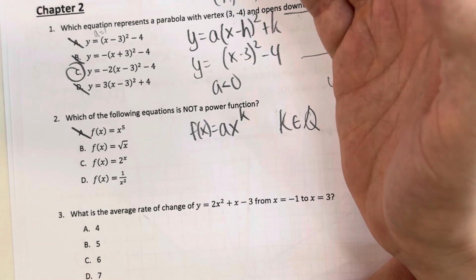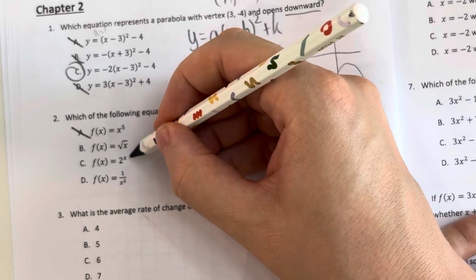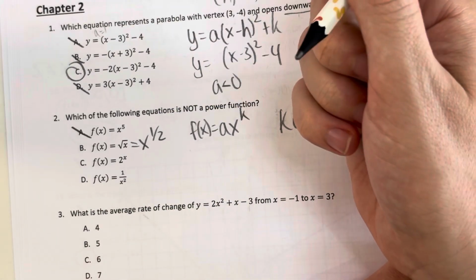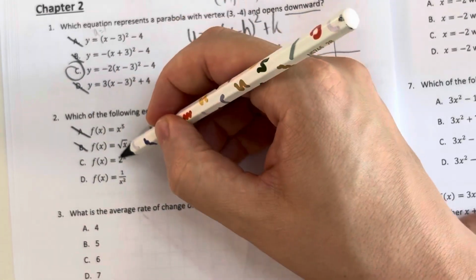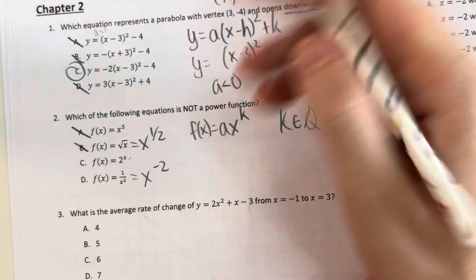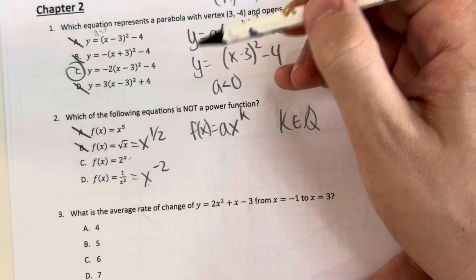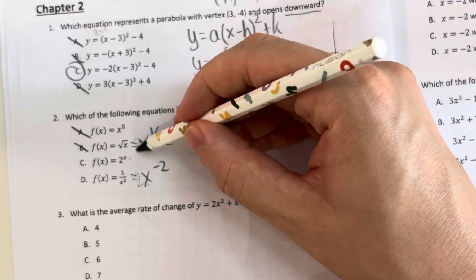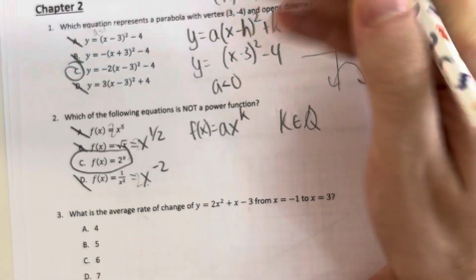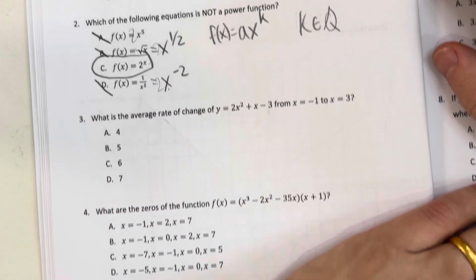So what do we have here? That's 5. 5 is a rational number. This is 1/2. 1/2 is a rational number. Not that. Let's come back to this. This is, remember, -2. -2 is a rational number. As long as it's x to some power, it's a power function. And it could have a coefficient, but it doesn't have to. This, however, is not a power function. It's an exponential. You need the variable x to be in the base.